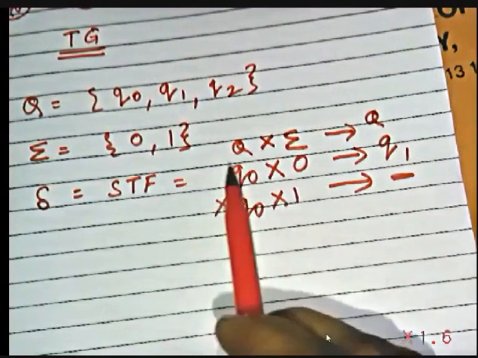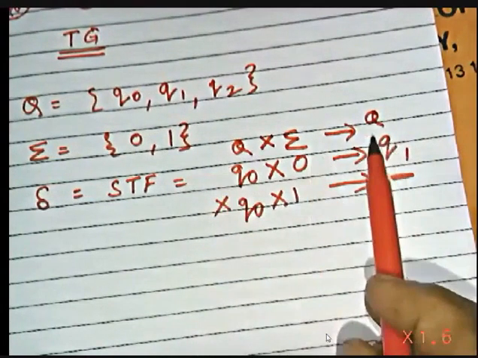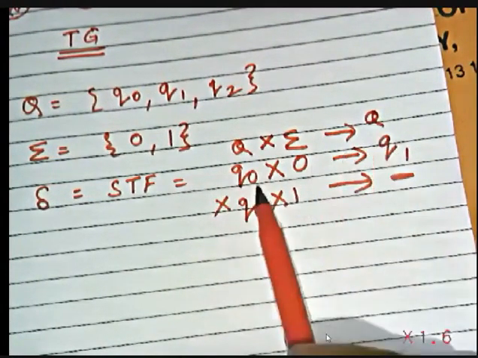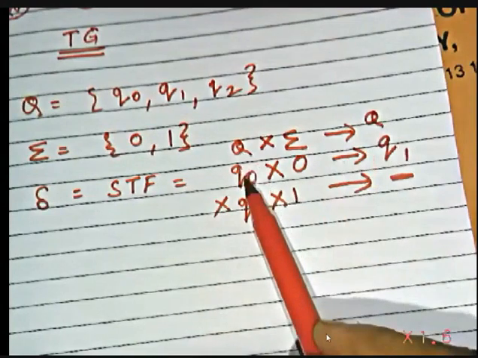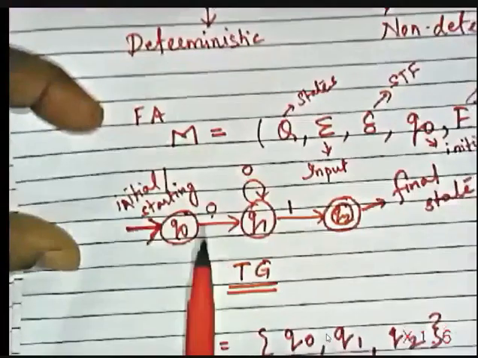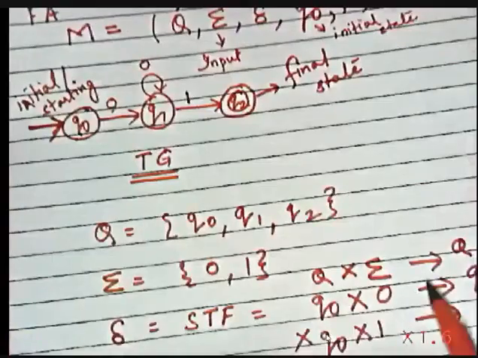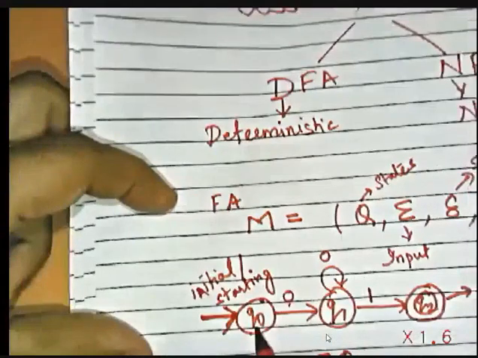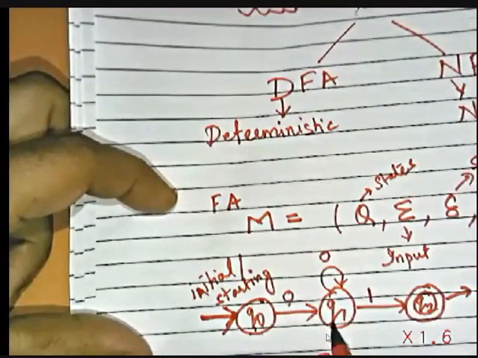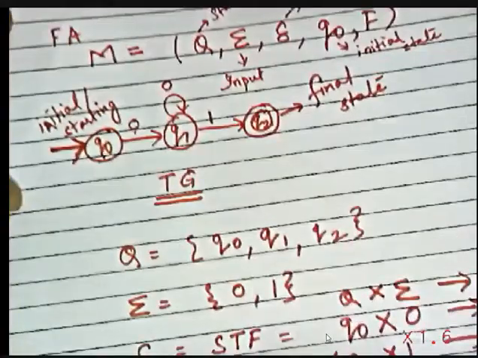So Q into summation gives you Q, right? Similarly, I have replaced this capital Q by Q0 state. My alphabet symbol is now here in this diagram 0. And what is my next state? So Q0 on 0, it is moving to Q1, right? So I have written here Q1.